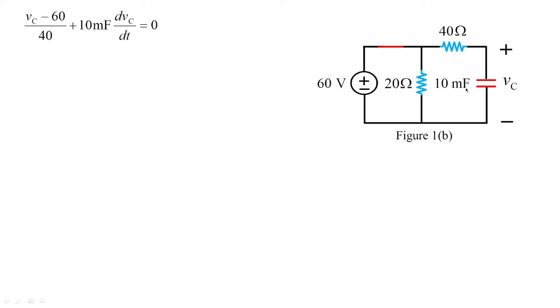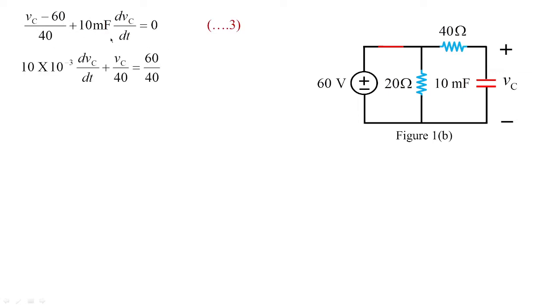C is 10 millifarads, dVc by dt. This is the unknown voltage. So we have seen the formula for current, which is nothing but C dV by dt, and that is replaced by 10 millifarads dVc by dt equal to 0. This we are treating as equation 3.